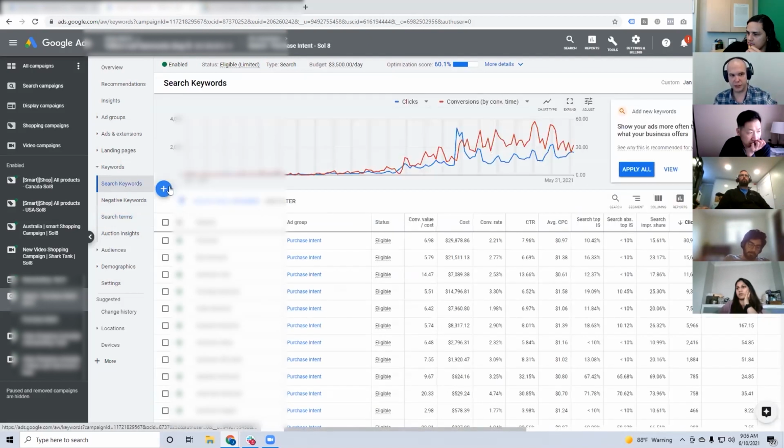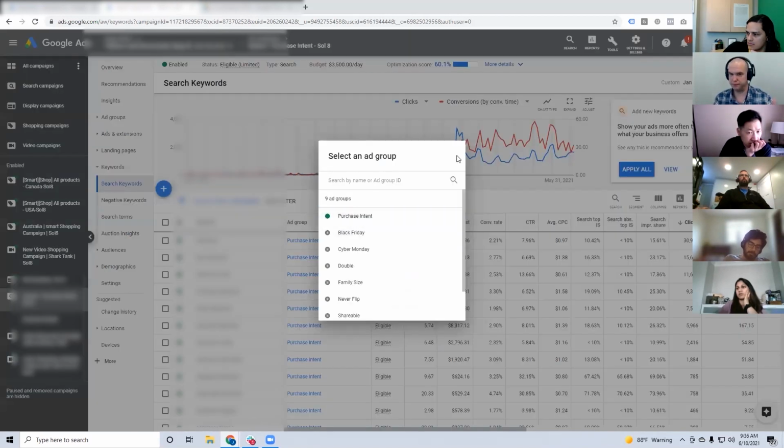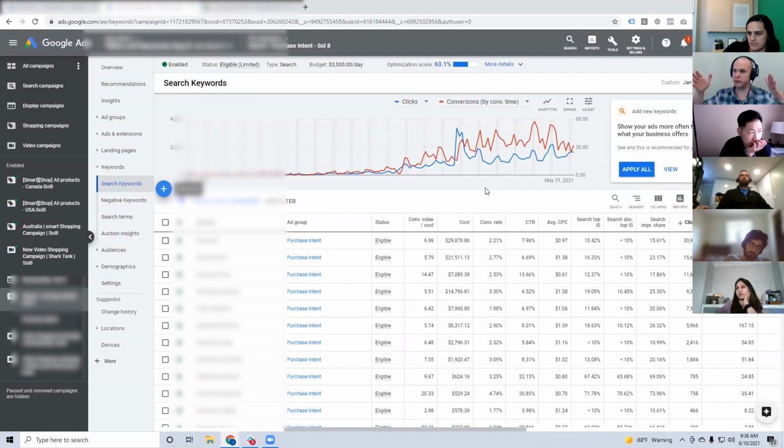Then add that as your positive search term here. That will allow you to then scale. Don't do this too much because you can add a lot of irrelevancy. You want to see the ones that have really good consistency.